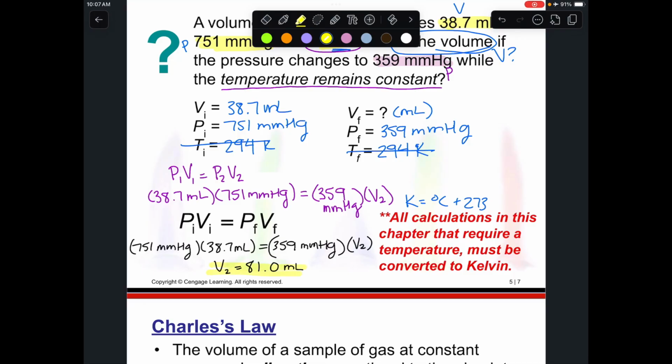81 milliliters. Now let's just do a quick check knowing our relationship. So I had an initial volume and an initial pressure, and what happened to my pressure is I decreased it. If I'm decreasing my pressure, Boyle's law is inversely proportional. So if I decrease my pressure, my volume's going to increase. So did my volume increase? Yes. From the initial 38.7, it's now 81. So that's just a nice check to make sure you know the relationships and that your answer seems reasonable.